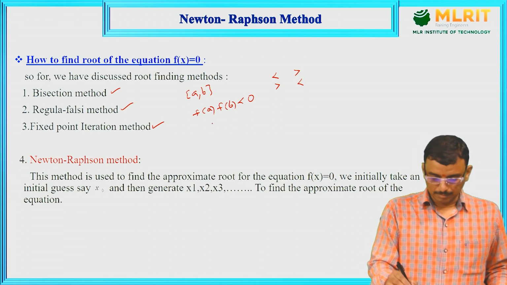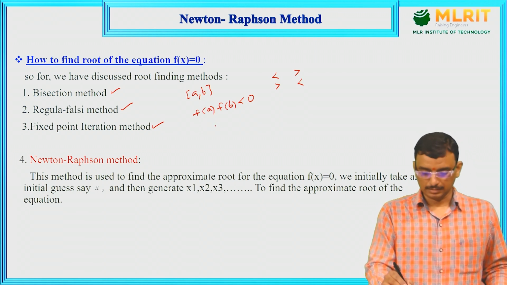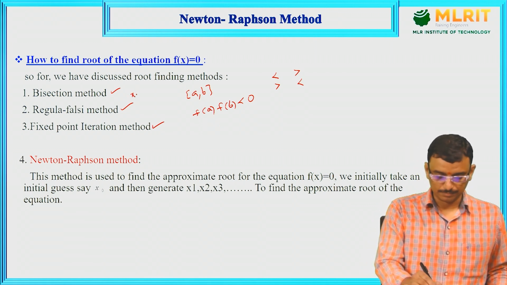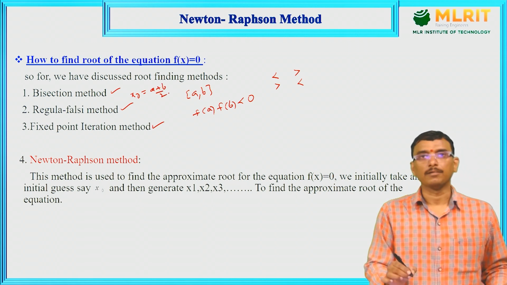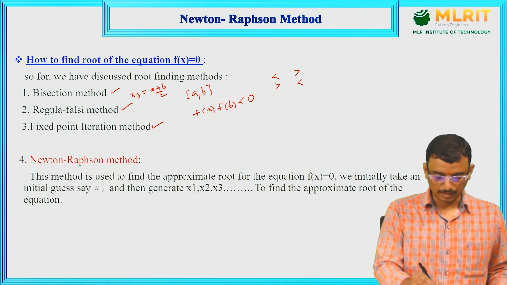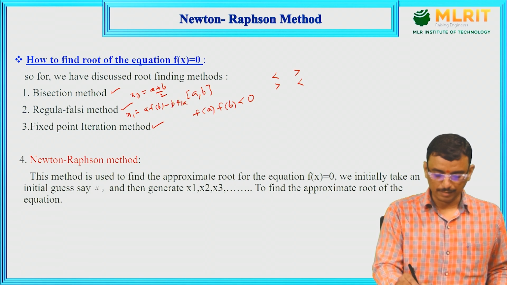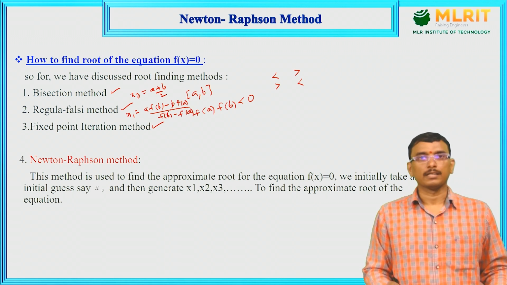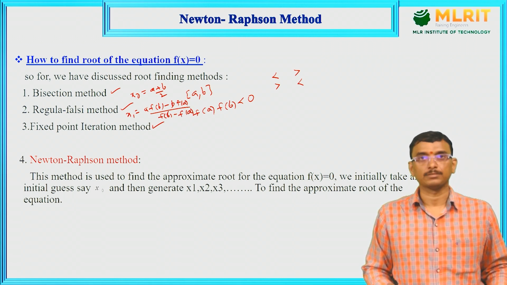And in the bisection method, how do we find the root of the equation? We take x0 is equal to (a plus b) by 2, and we generate x1, x2 and so on. Next, in the regula falsi method, we take x1 is equal to (a f(b) minus b f(a)) divided by (f(b) minus f(a)). And the next roots we find are x2, x3 and so on.